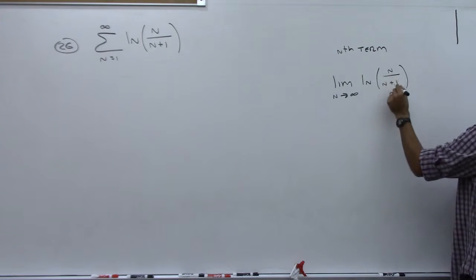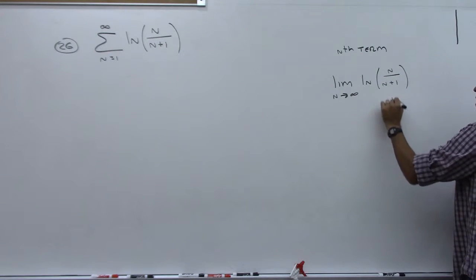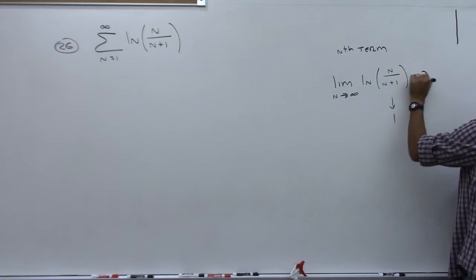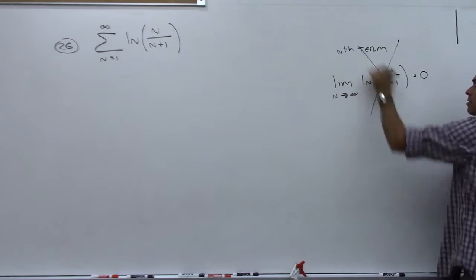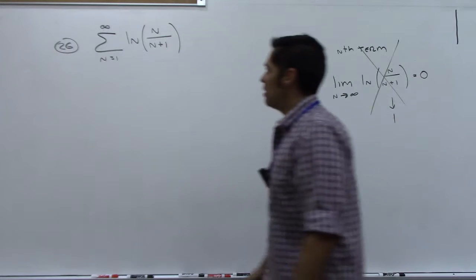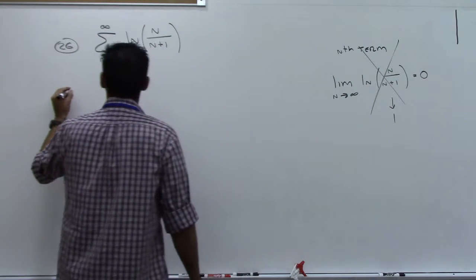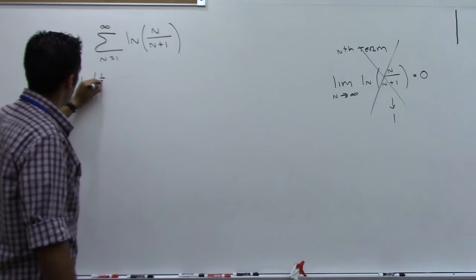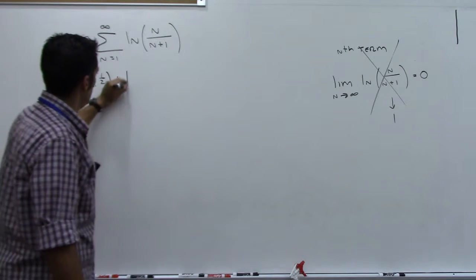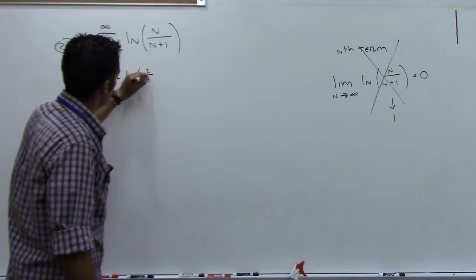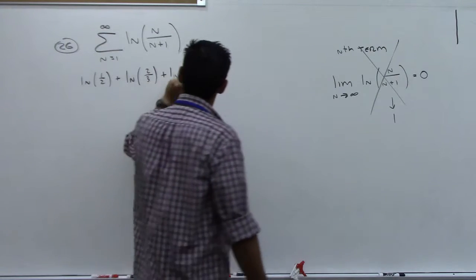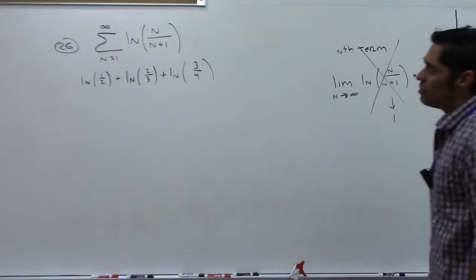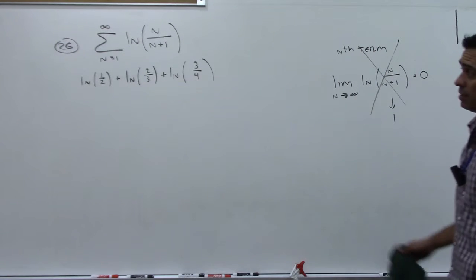The inside is infinity over infinity, and when you do L'Hopital on that, you're going to show that goes to 1. Natural log of 1 is 0, so this thing goes to 0, which means this test fails, right? So then you look at that, and maybe you try plugging some numbers in. If you let n be 1, you get natural log of 1/2, plus now you let n be 2, natural log of 2/3, plus natural log of 3/4, and there's really nothing canceling out, it's all addition. So in order for it to collapse, we have to turn it into subtraction.